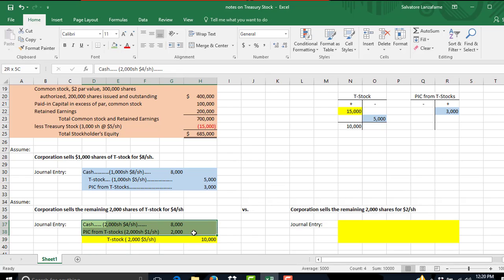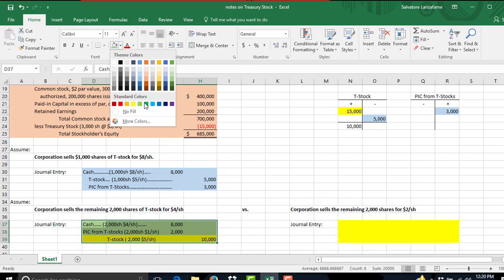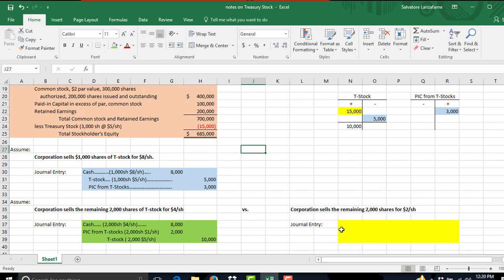It doesn't look like green to me. Let's make it a little bit more obvious. There we go. Okay, so if I were to post that information, let's make sure you can follow along here. If I debit the PIK from T-Stocks, you'll notice that it still would have a credit balance of $1,000 because my credit side is bigger than my debit side.